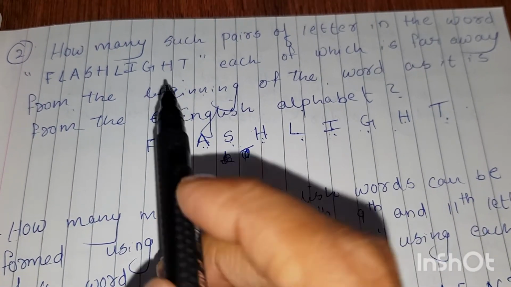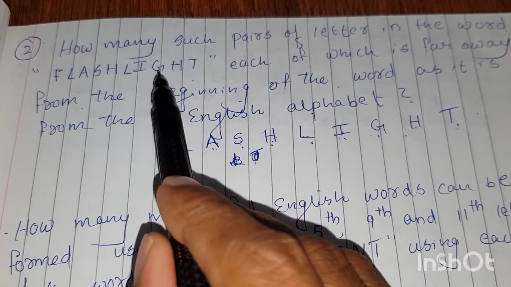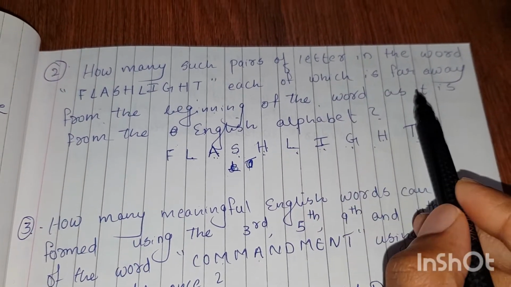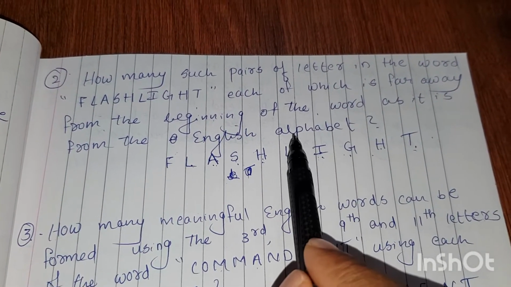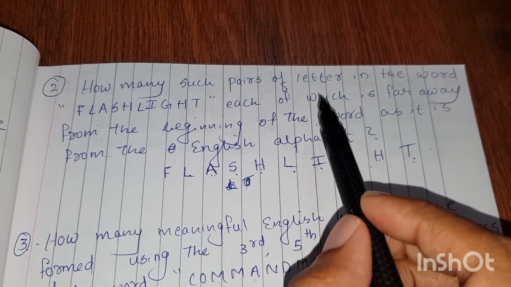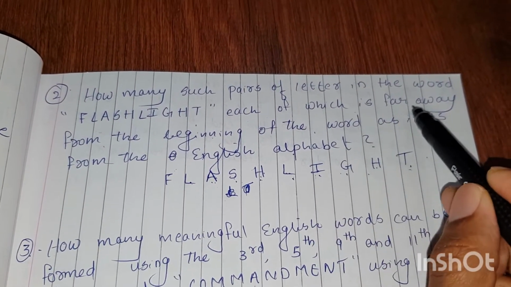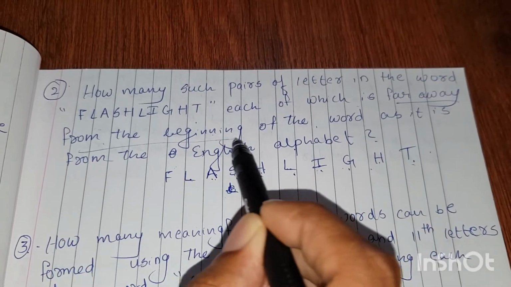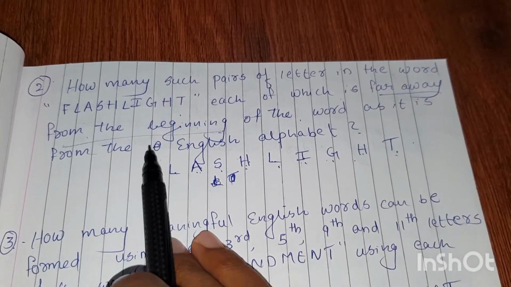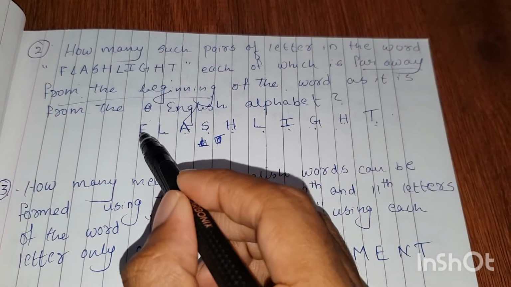The next question is: how many such pairs of letters are there in the word flashlight, each of which is as far away from the beginning of the word as it is from the English alphabet? So read the question carefully: far away from the beginning. So you have to check only one time, that is from the beginning.